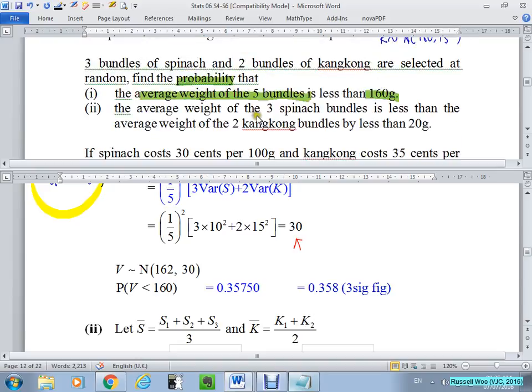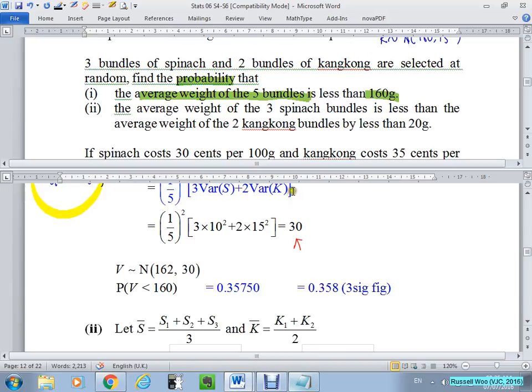Next part, what did they ask for? They asked for the average weight. Find the probability that the average weight of the 3 is less than the average weight of the 2 kangkong by less than 20 grams. Okay. This kind of phrasing, you must be very comfortable. It may sound very difficult at first, but you must practice forming your mathematical statement. This is just a word problem, but you must form your mathematical statement.